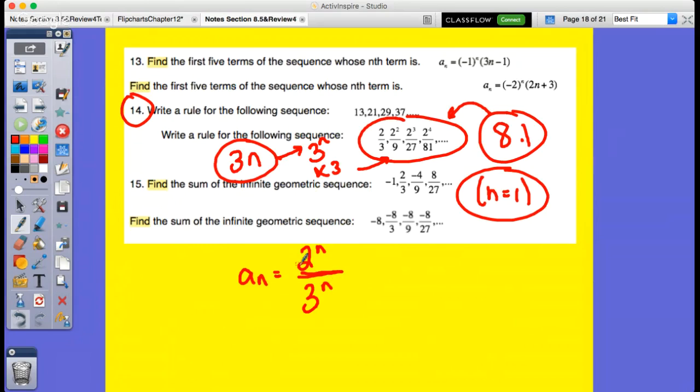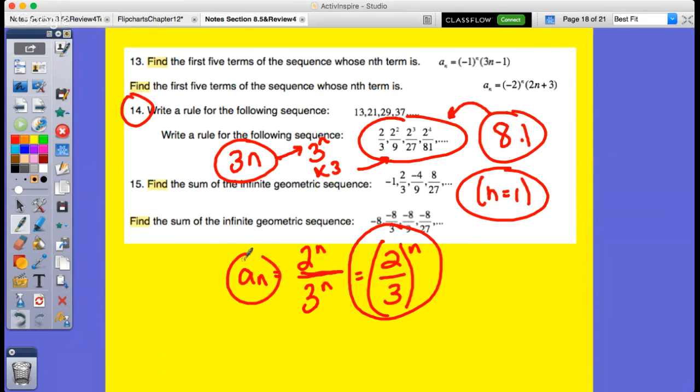So you could either put it this way, or you could actually put it, because they're both to the same power, which is n, you could make 2/3 to the n power and leave it as that. Now, this right here, probably at least half of you would get this, okay? This one's not a very difficult one.